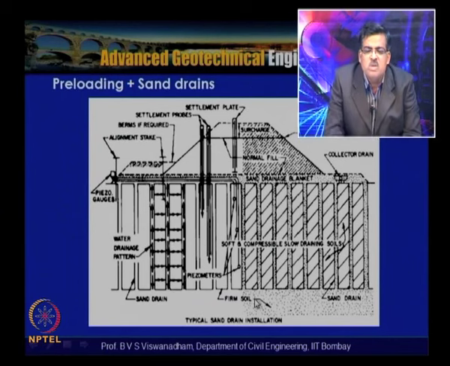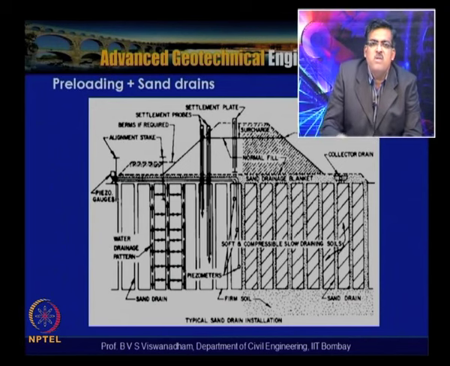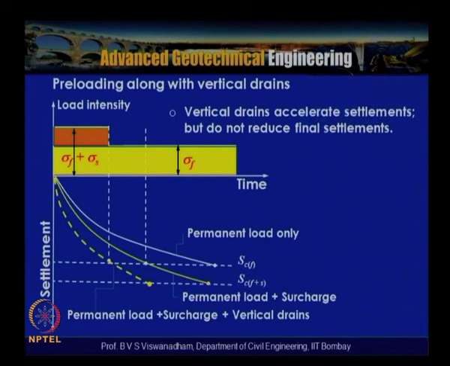Because of this, a combination of coupled consolidation happens, where radial consolidation and vertical consolidation happen simultaneously. When you compare the components, the vertical consolidation component will be very small, and the radial consolidation component will be very high. Because of that, the settlements will be much faster. Here preloading along with the drains is shown.